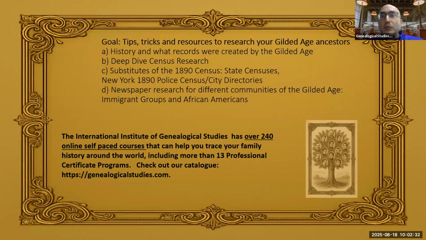So, tonight, the goal of the presentation is to talk about some tips, tricks, and resources to research your Gilded Age ancestors. First, we're going to talk about the history of the Gilded Age and what records were created. Then we're going to do a deep dive into census research. Then we're going to talk about the substitutes for the 1890 census. And then we're going to talk about these substitutes, which are the state censuses, the New York 1890 police census, and city directories. And then we're going to talk a little bit about newspaper research for the different communities of the Gilded Age.